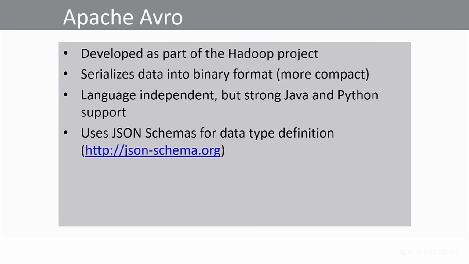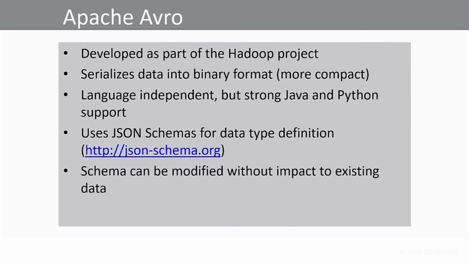JSON schemas are really a way of defining what type of data you can actually have for your keys and your values. We can specify what kind of keys we can have, what kind of values we can have, and also for those keys and values, the format of them as well, whether we want them to be integers or strings or whatever they might be. We'll talk more about JSON schemas in a few moments here. The JSON schema can also be modified without impacting any existing data. It only impacts data in the future that gets sent when you serialize through Apache Avro.